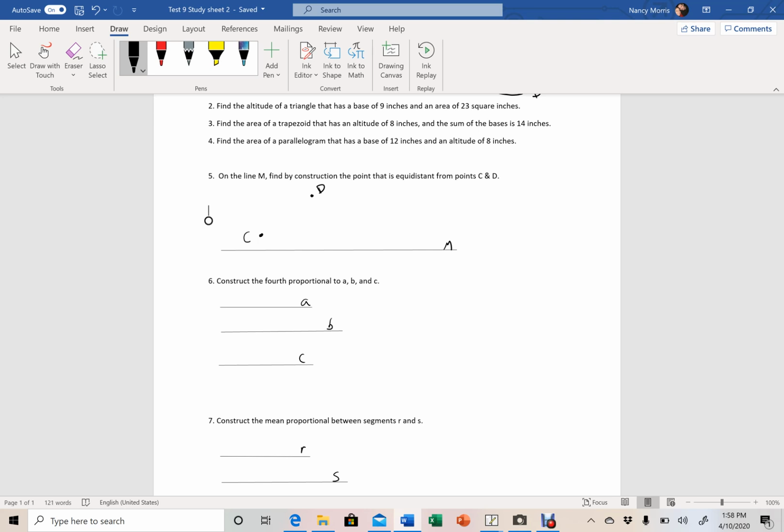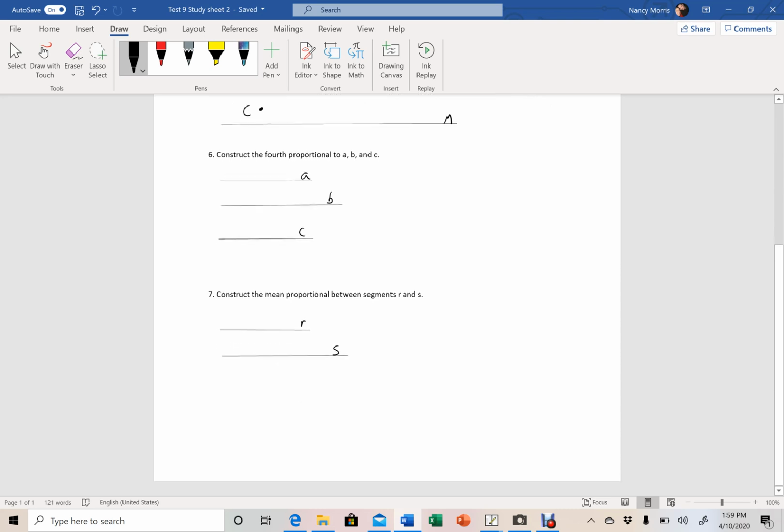Okay, we have construct fourth proportional. You'll have to go back into your book. And remember, if we have the 3 sides or the 3 parts of the proportion, how do I find the fourth proportion? Go back into your book and review constructing the fourth proportional. All right, so you'll need to do one of those.